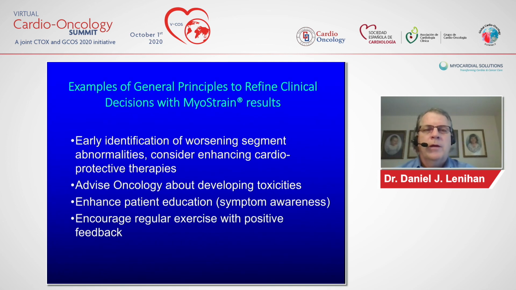So these examples of general principles to refine clinical decisions with myostrain results indicate that early identification of worsening segmental abnormalities can identify ways to enhance cardioprotective therapies. In addition, you would be able to advise oncology about developing toxicities. Further, you can enhance patient education and symptom awareness. And then lastly, by showing an improvement in left ventricular strain, regional strain abnormalities, you can encourage regular exercise with positive feedback.